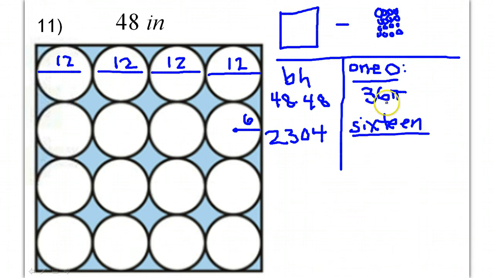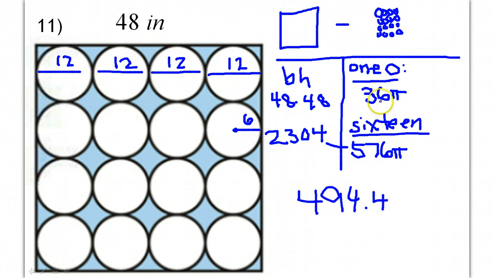16 circles will just be 36 pi times 16. What's that? 576 pi. And then you would just subtract. So this minus that, and what's the answer? 494? All right, pack up. Wait, where did you get the 576? The one circle times 16.